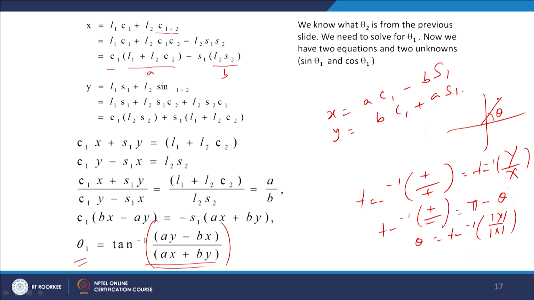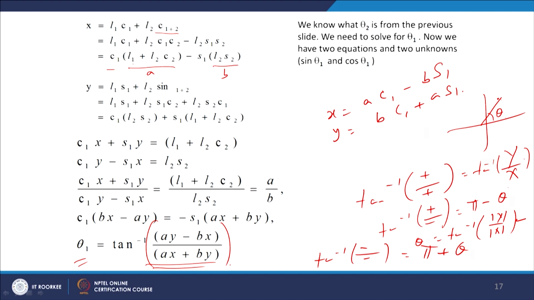And so, pi minus that theta 1 value is what we get whenever the numerator is positive and the denominator is negative. Similarly, if both of them are negative, then we will get pi plus theta 1. Tan inverse of negative by negative is pi plus theta 1, where theta 1 is like this.